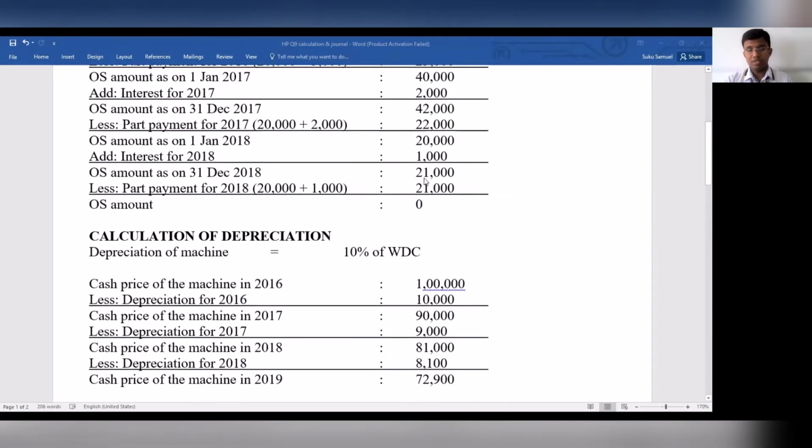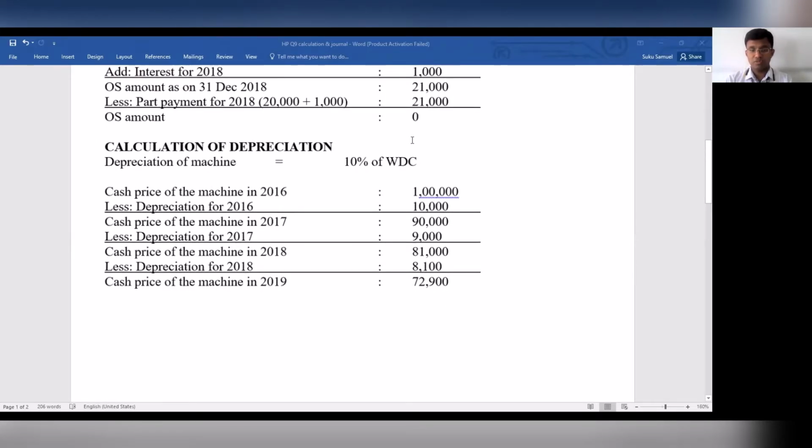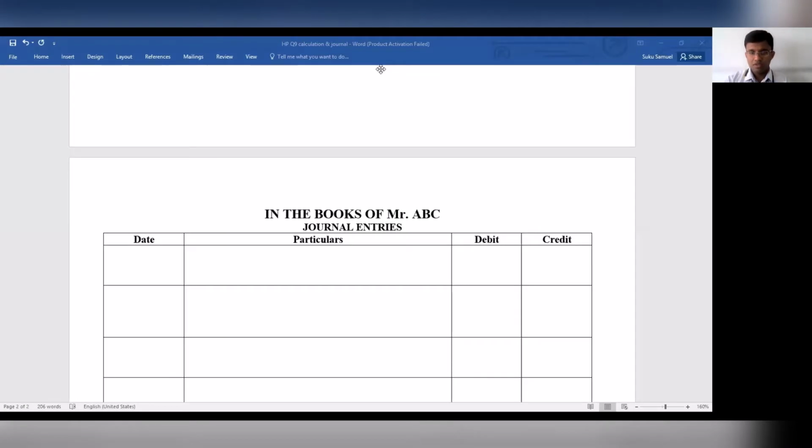So with that, we have completed the calculation of interest, and we've also completed the calculation of the depreciation. So I request all of you to look through this. Now that our calculations are over, let's start off with the journal entries.